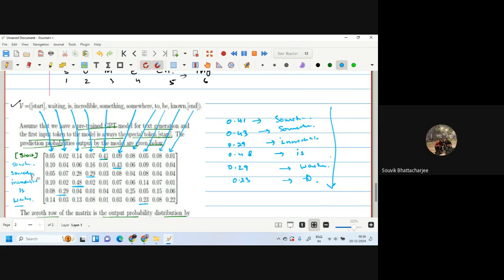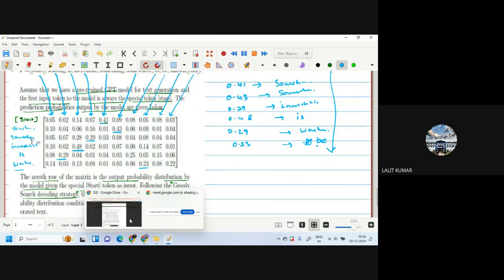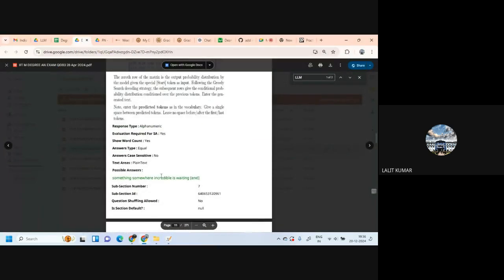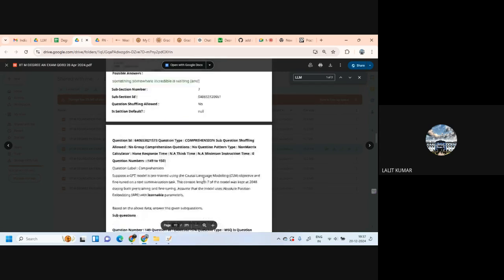Yes, I think it is for B, 0.23 is for B. And in this question, this was discussed on discourse, and they accepted that the answer is incorrect here, because when we see the other paper, the same question is there, and instead of waiting we have got B.